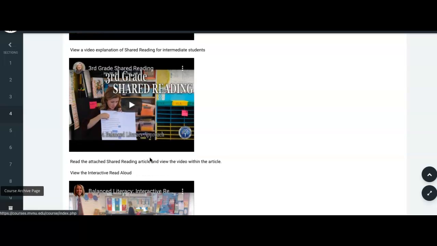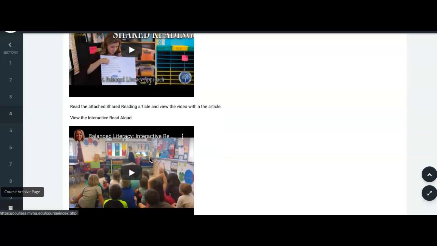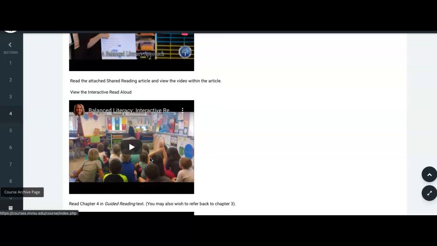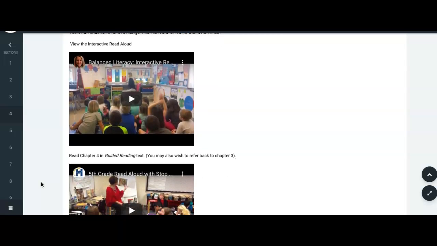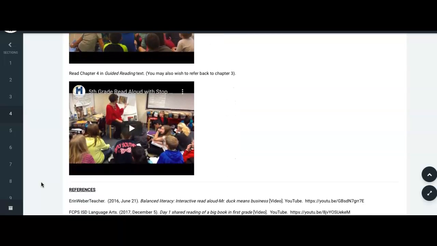One thing that you never do in shared reading or interactive read aloud is to just grab any book to share with the students. The teacher needs to carefully plan for these elements.